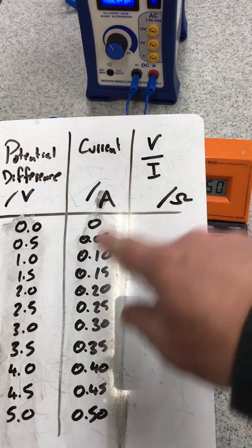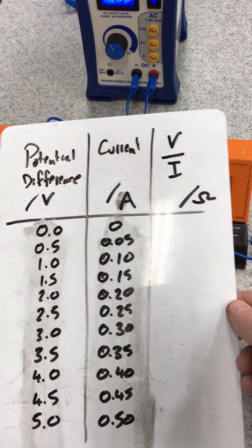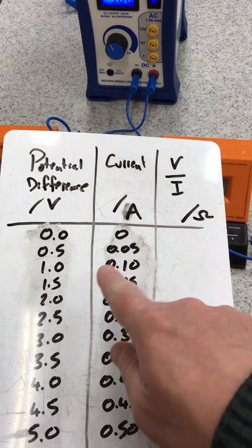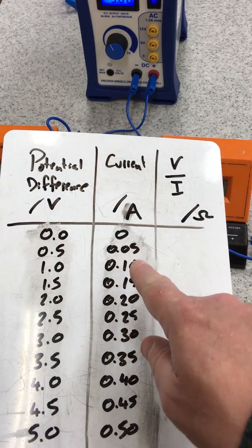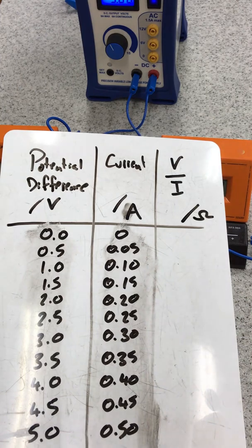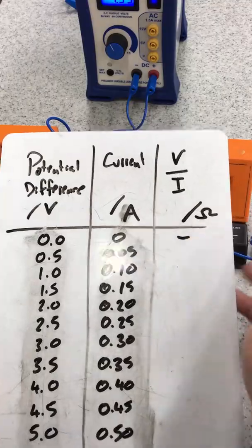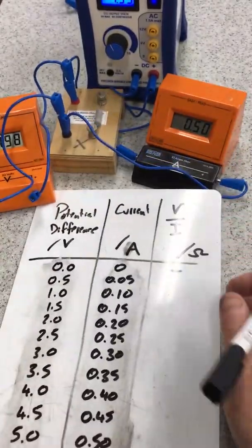So I've now got my results here, and you can see that it seems to go up in a regular pattern for this resistor, that every time I go up ½ volt, it goes up by 0.05 amps. And what I can do now is divide the voltage by the current, which is Ohm's Law, to see if I get a relationship. Now I'm not going to do the first one because that would be dividing by 0, but I can work my way up through here.